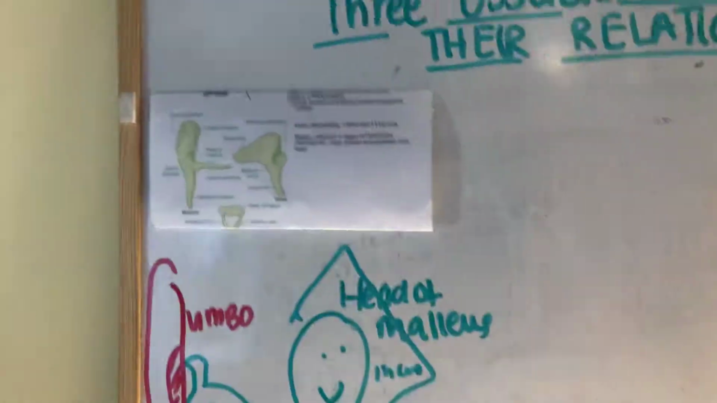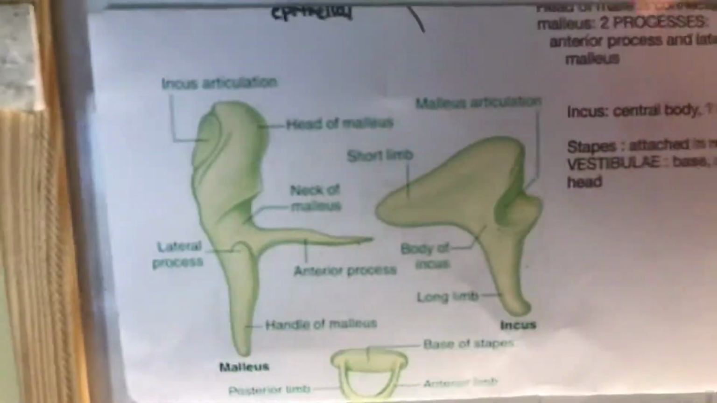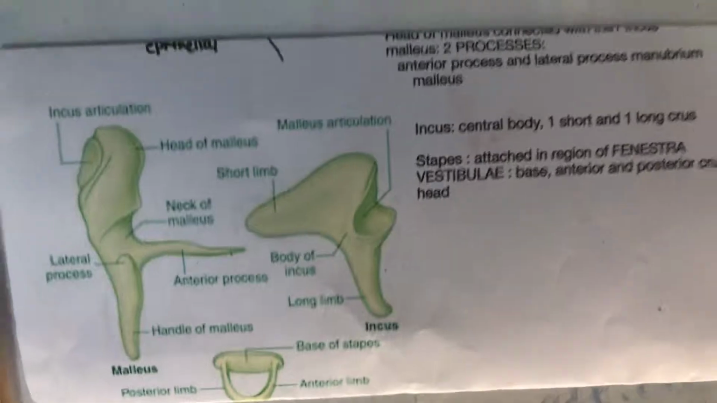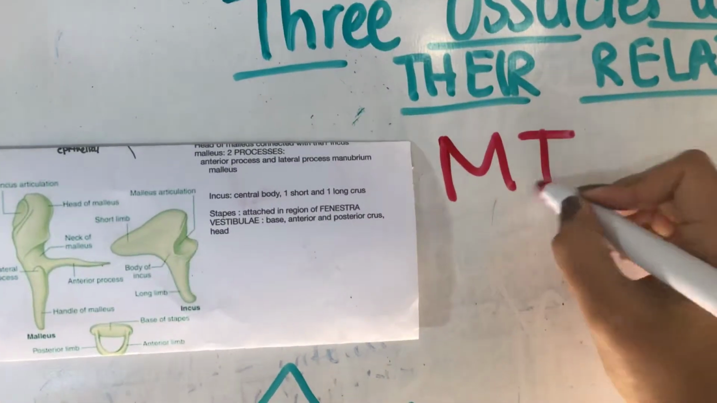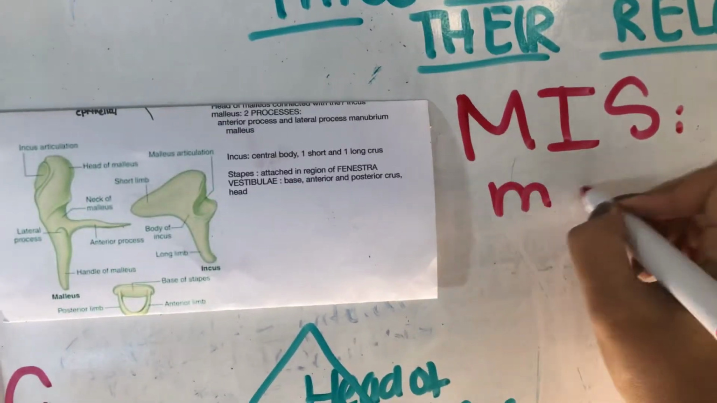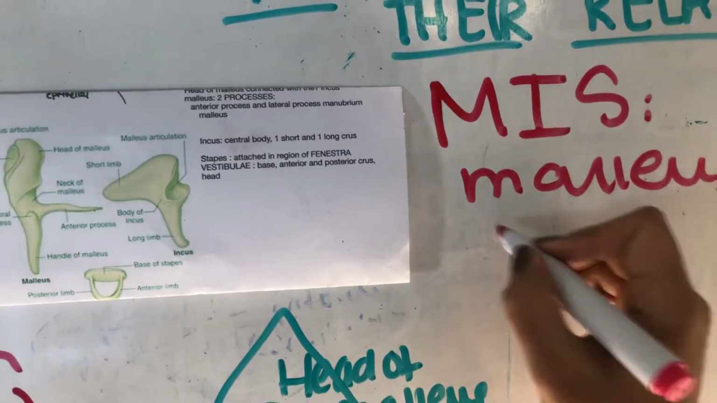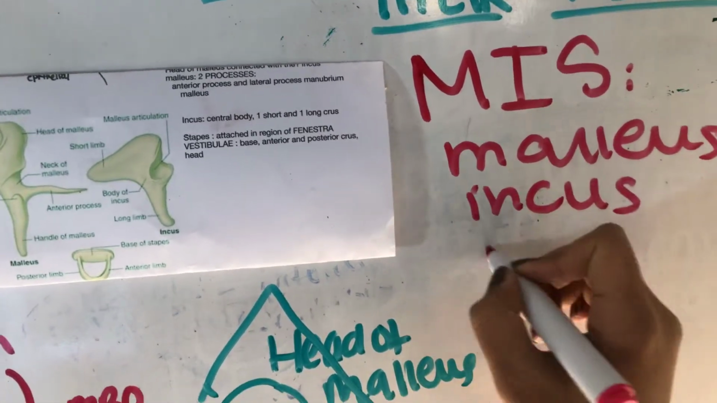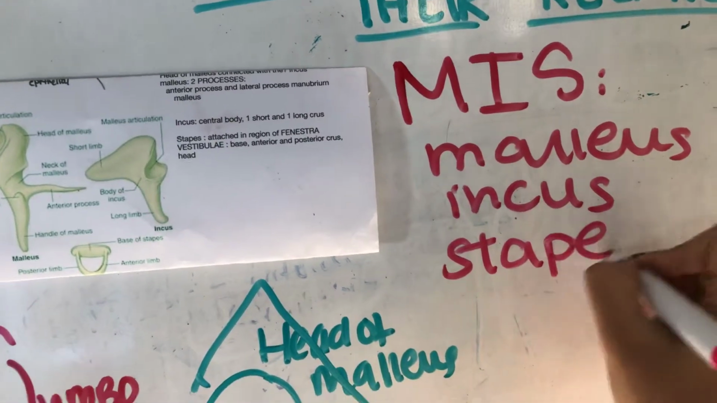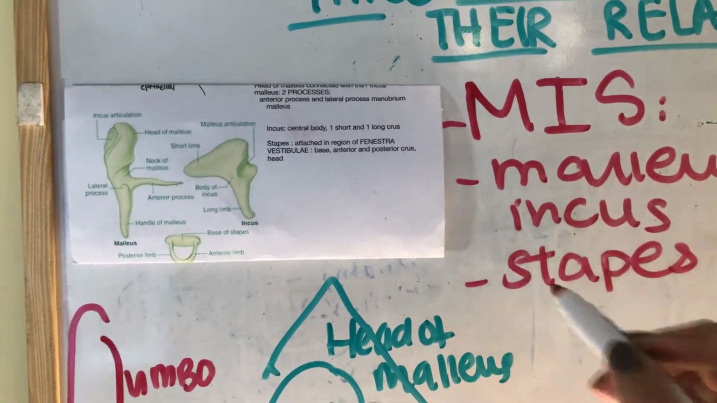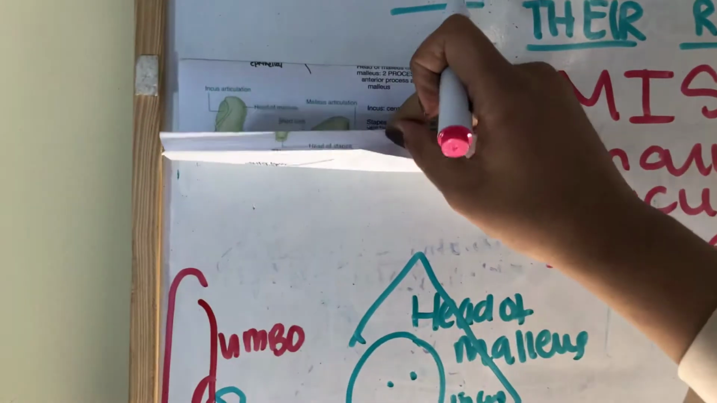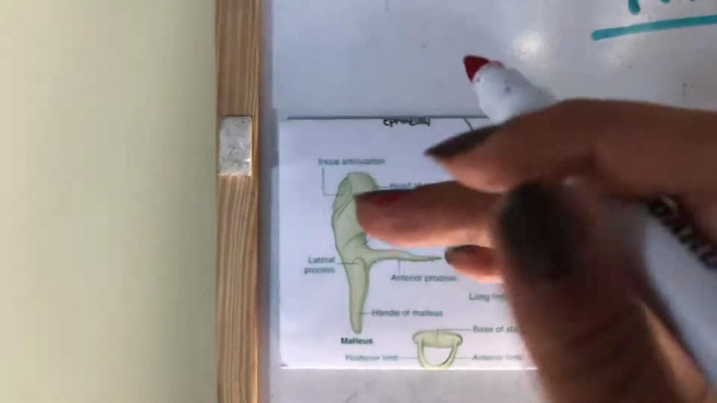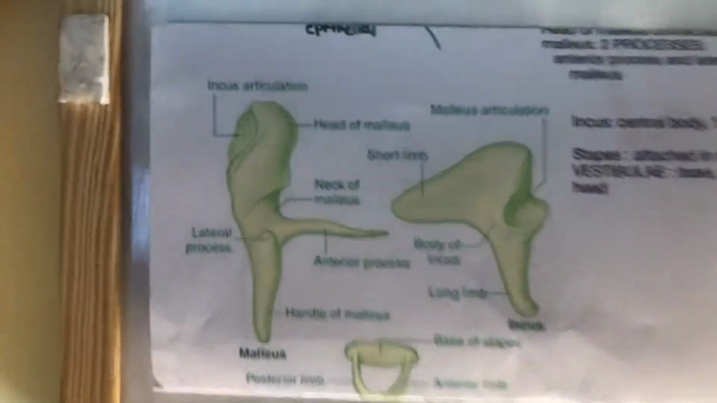So here are your ossicles. Remember, your ossicles are M-I-S. We have malleus, we have incus, and we have stapes. Okay, that's how it's spelled. Let's talk about the general anatomy first.